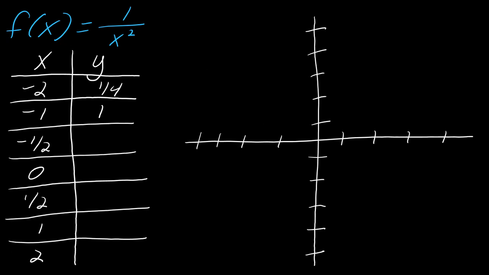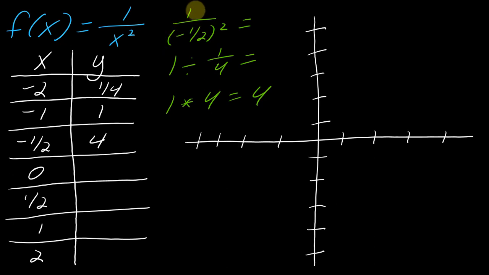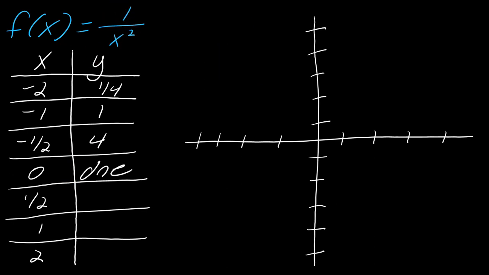And then if I plug in -1/2, the math there is going to be equivalent to 1 divided by, so -1/2 squared will come out to positive 1/4. So 1 divided by 1/4 is just going to equal 1 times 4, which equals 4. Okay, then if I plug 0 in, once again we get a 0 in the denominator, so this graph does not exist. And then I plug in all the other values.